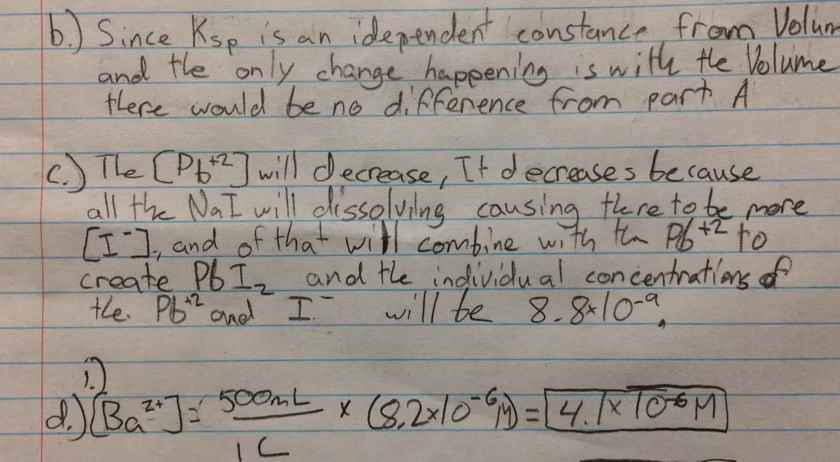So part C says, solid NaI is added to the saturated solution of PbI2 at 25 degrees Celsius. Assuming that the volume of the solution does not change, does the molar concentration of Pb2+ in the solution increase, decrease, or remain the same? And to justify our answer. So I said that the Pb2+ will decrease. It decreases because the NaI will dissolve, causing there to be more I- ions, and they will combine with Pb2+ to create PbI2. And the individual concentrations of Pb2+ and I- will be 8.8 times 10 to the negative 9th.